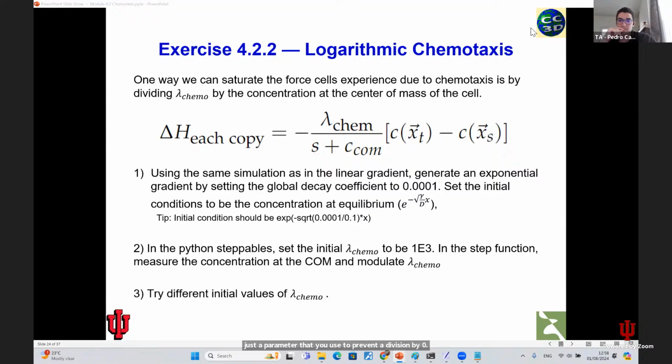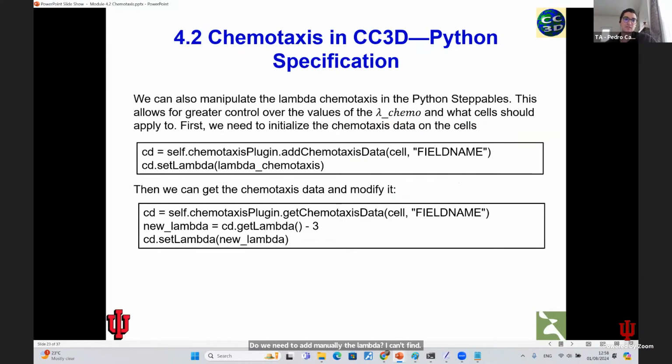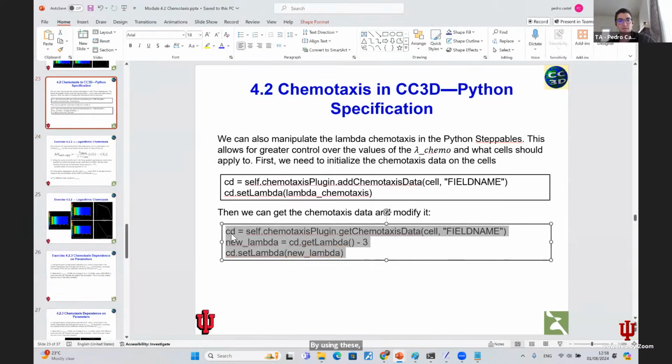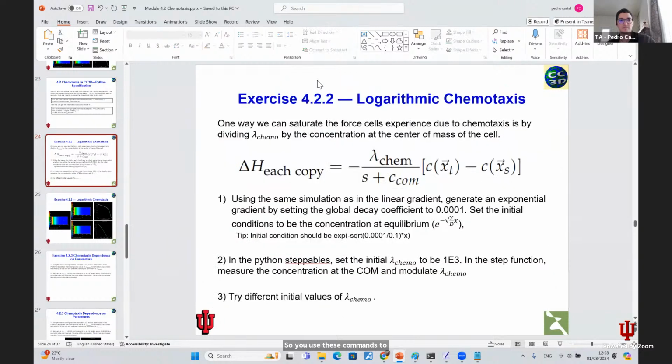Do we need to add manually the lambda chemo? I can't find. Yes, you need to add by using these commands here. I will copy and paste them in the chat. So you use these commands to update your lambda chemotaxis value.